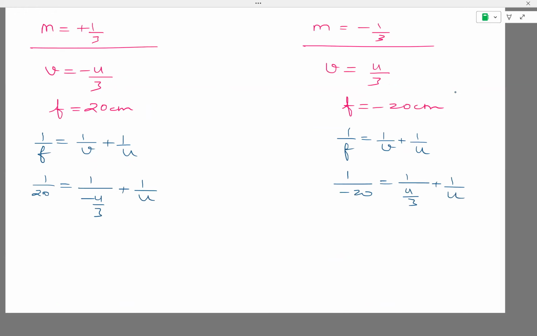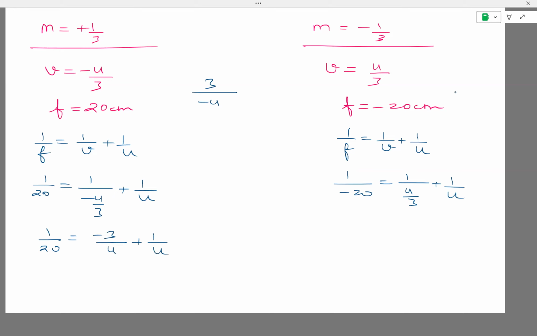Okay. Now, see, 1 by something means you have to take the reciprocal, right? So 3 will go to the top. So 1 by 20 is equal to 3 will go to the top. And in the standard form, I have already told you that minus goes to the top. So first of all, 3 will go to the top, and then minus will also go to the top. Actually, in standard form, we take minus to the top only. Okay. So minus 3 by U plus 1 by U.